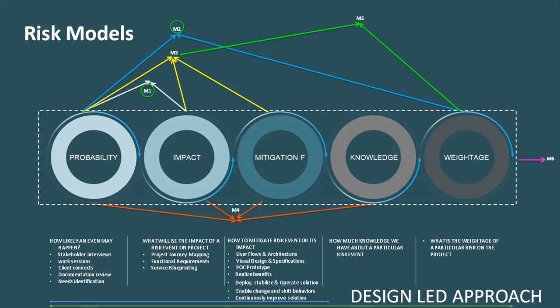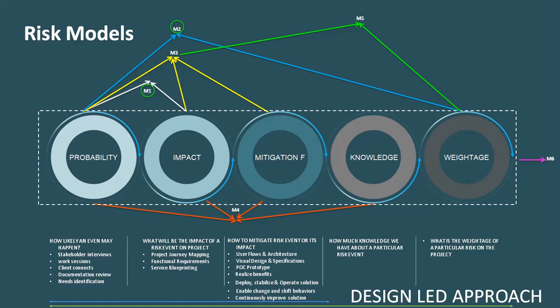Okay, I discussed various ways of risk models. I've tried to use a design thinking approach to make it as simple as possible. Now, there are five major components in a risk model. The probability: what is the probability of that risk to happen? Second is impact: if the risk happens, what will be the impact on the objective or on the project? Third is mitigation factor: how much effort will it take for us to mitigate that risk?